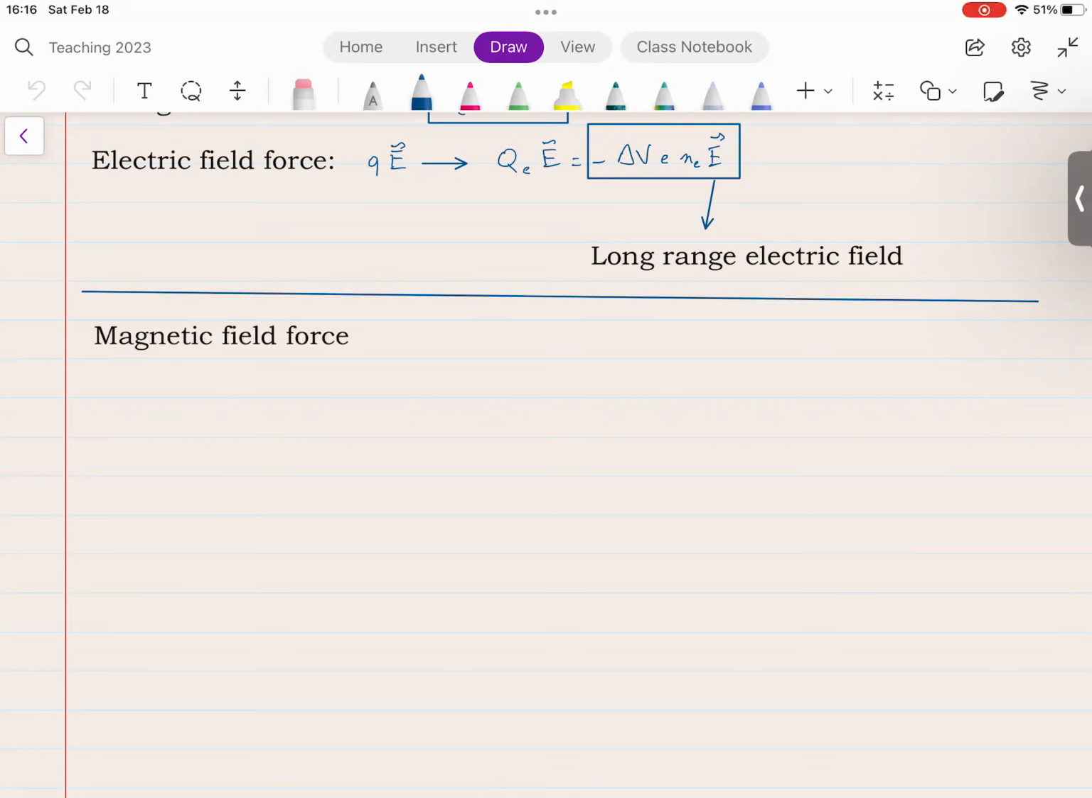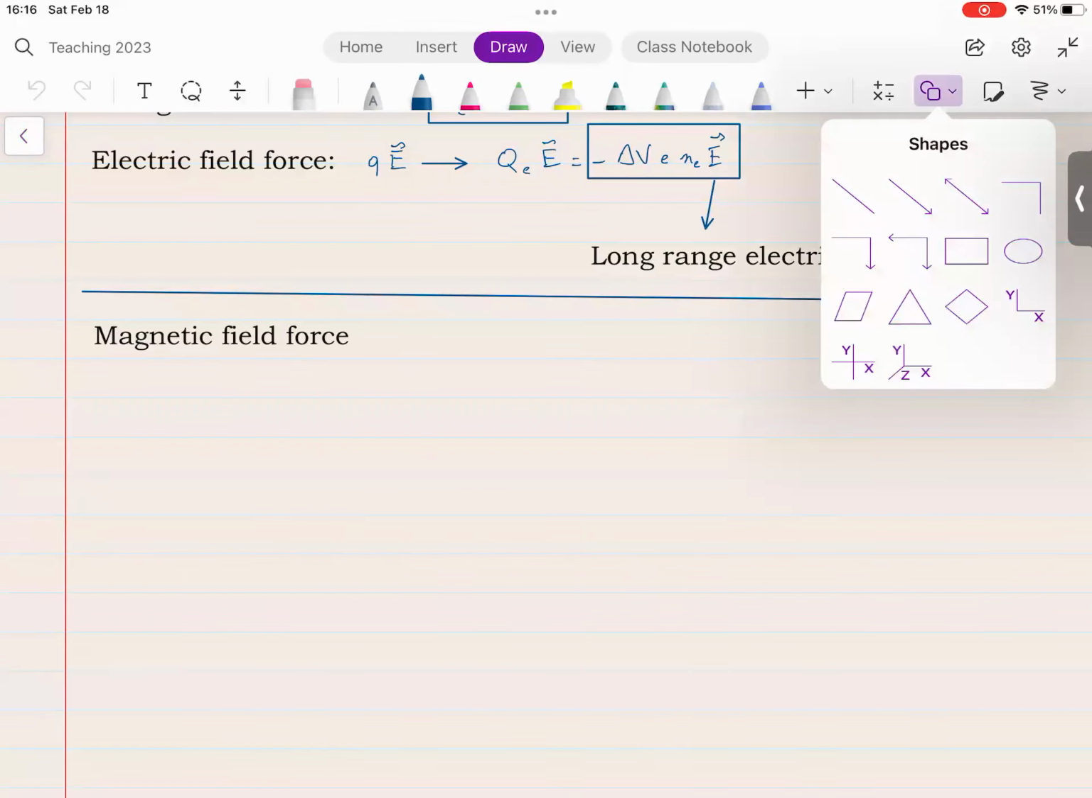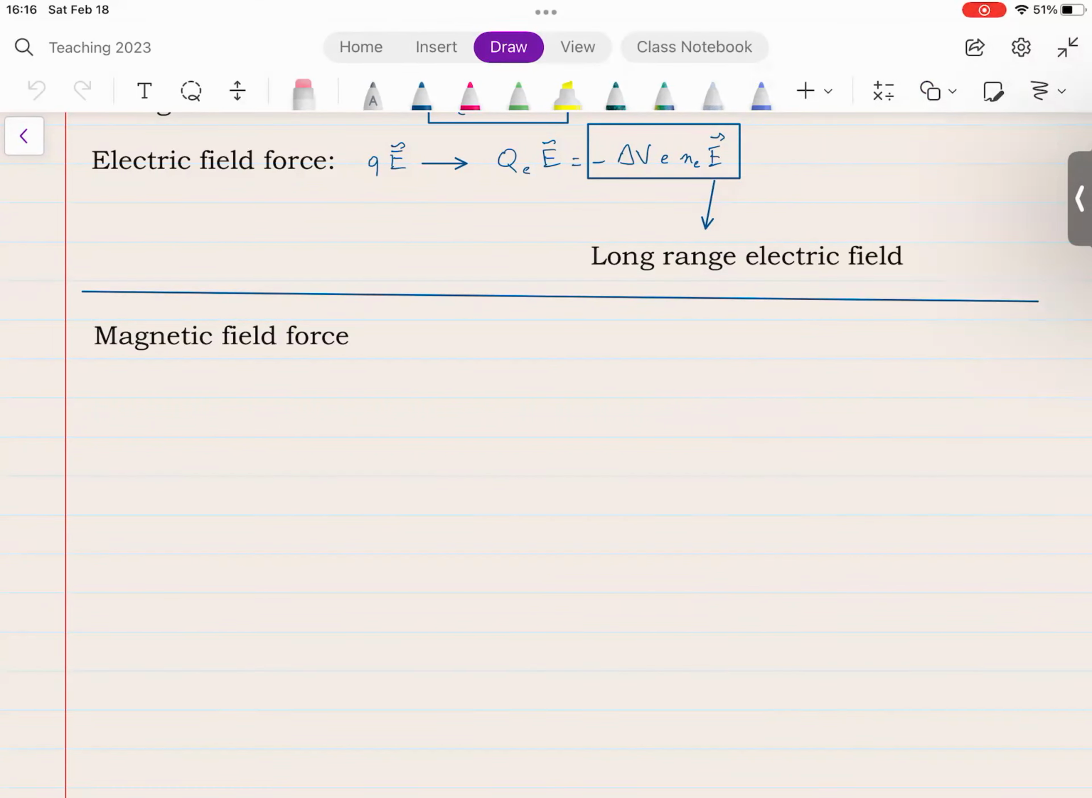Just realize that even with the help of all these lines, automatically straight lines, my lines are never automatically straight. I mean, they're straight, but they're kind of leaning one way or the other. Anyway, magnetic field force.